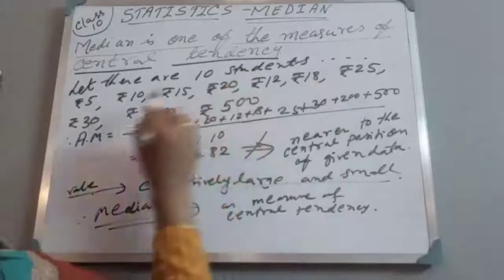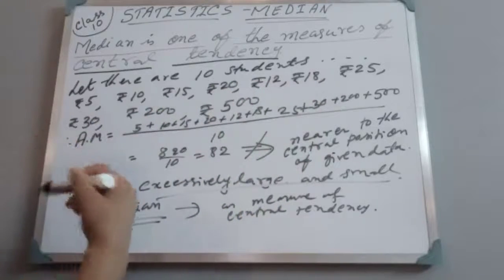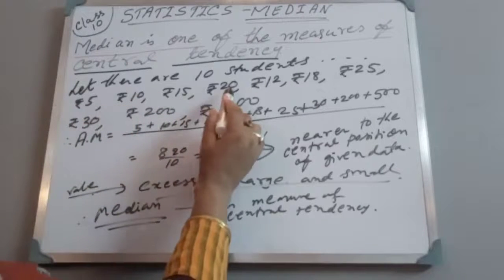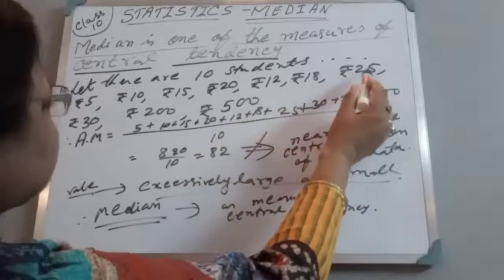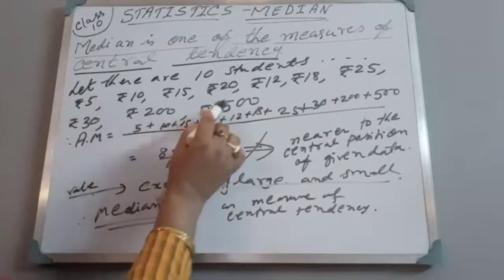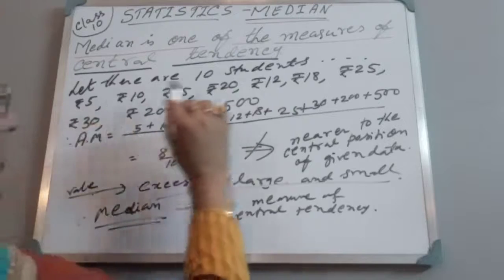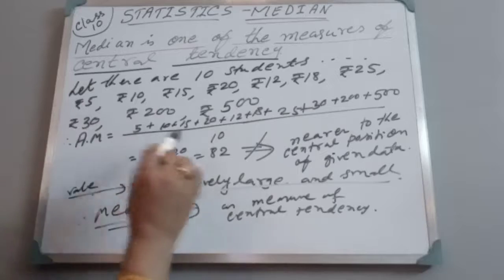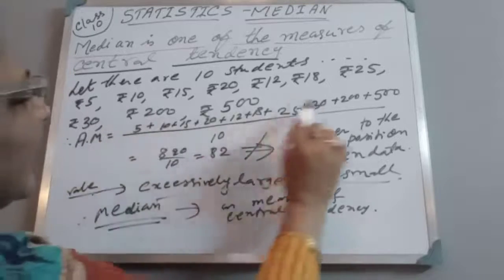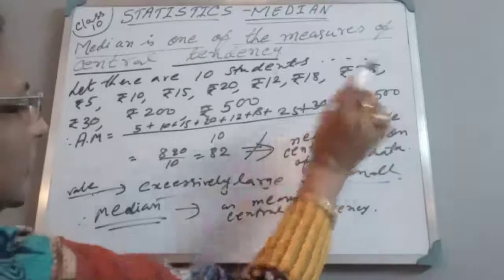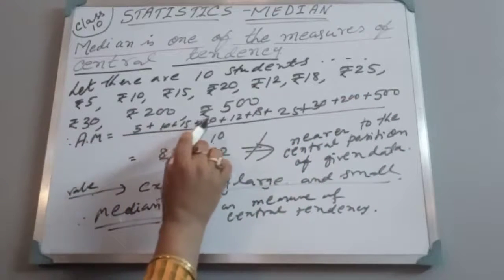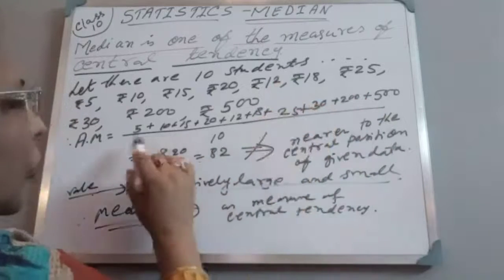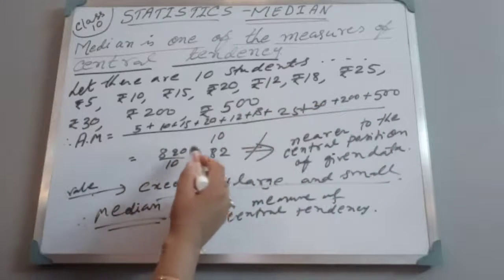Let there be 10 students who have paid their subscription, say rupees 5, rupees 10, rupees 15, rupees 20, rupees 12, rupees 18, rupees 25, rupees 30, rupees 200, rupees 500. As there are 10 students, the total number of values is 10. Total values, we have to add all these values: 5 plus 10 plus 15 plus 20 plus 12 plus 18 plus 25 plus 30 plus 200 plus 500, whole divided by 10, then we will get 82.